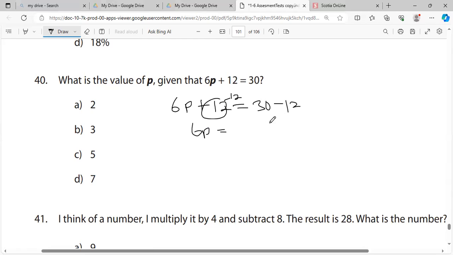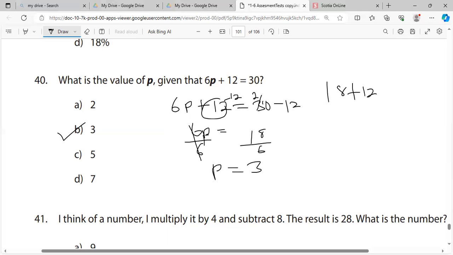2 from 0, so we borrow 1, that leaves 2. Here we have 10, so that's 8. And of course, that leaves 18. So all we have to do now is say, what multiplied by 6 gives us 18? 6 times what gives us 18? That's what this means. So we just divide, take the inverse. So p is equal to 3. And you can check it to see: 6 times 3 is 18, and 18 plus 12 is 30.